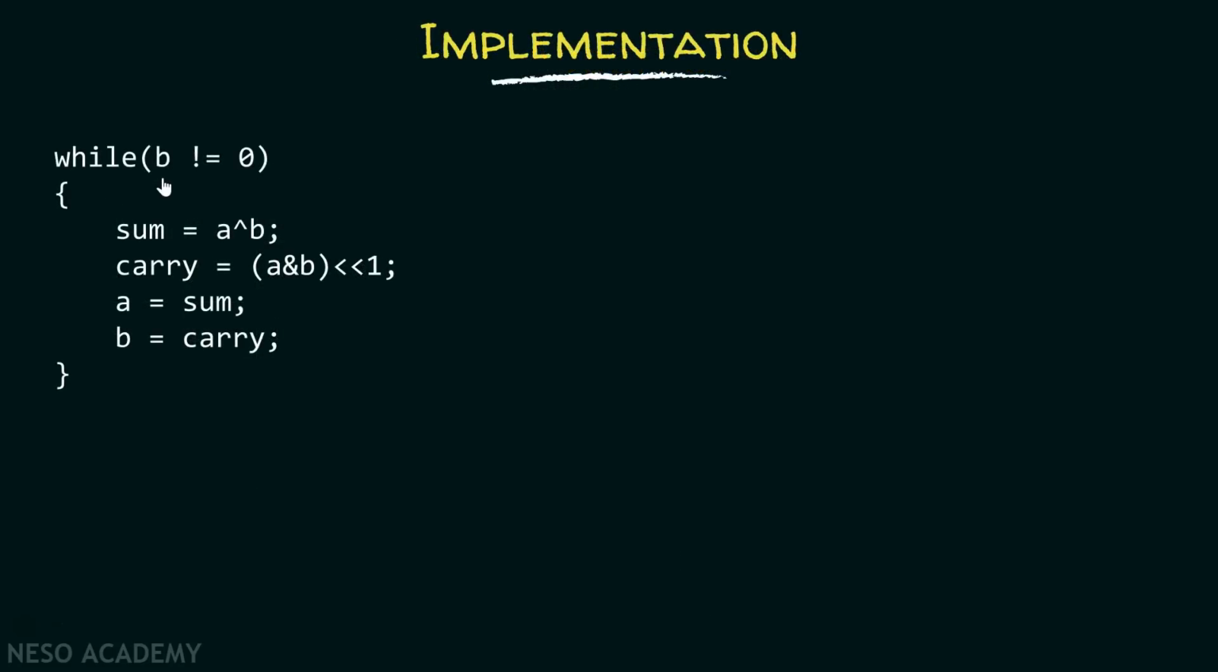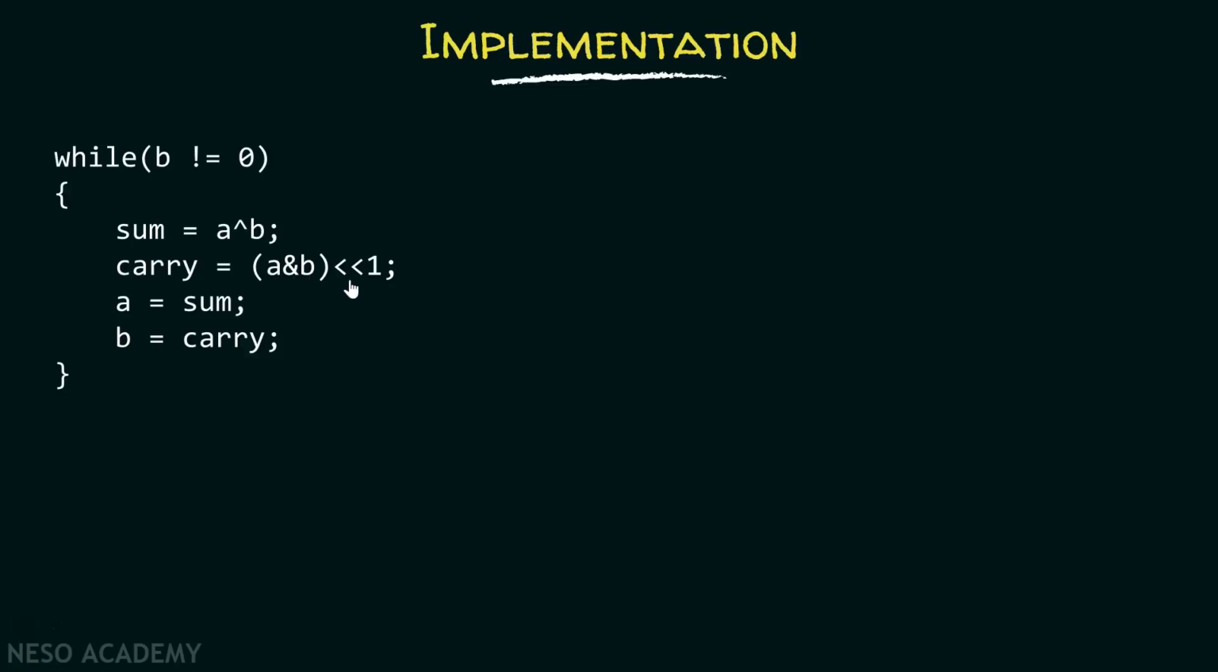Here is our code in which we are trying to add two numbers without using plus operator. If we carefully observe, we are not using any plus operator at all, right? Here if b is equal to 0, we come outside of this loop. Otherwise, we come inside this loop. Sum is equal to a bitwise XOR b. This is bitwise XOR operator. Then after that we have carry equal to a bitwise AND b.